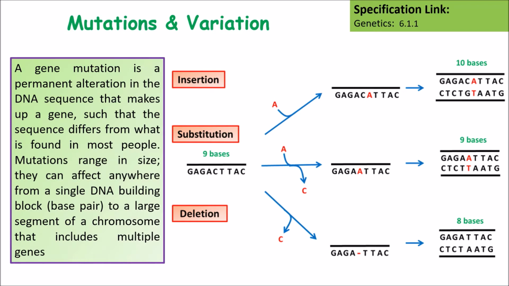A gene mutation is a permanent alteration to the DNA sequence that makes up a gene, such that the sequence differs from what is found in most people. Mutations range in size, so they can affect anywhere from a single DNA building block, a base pair, to a large segment of a chromosome.